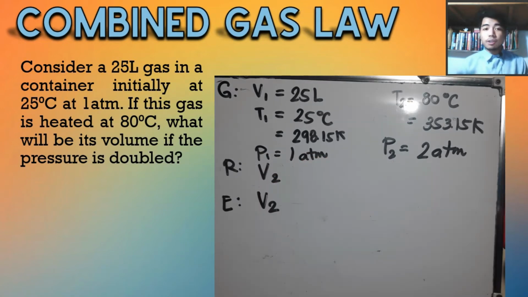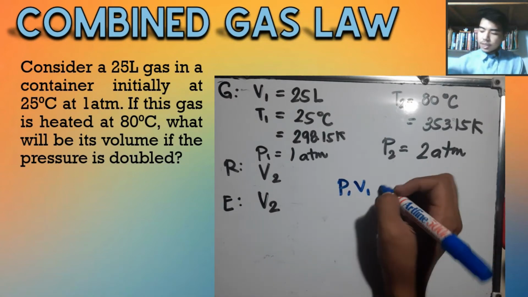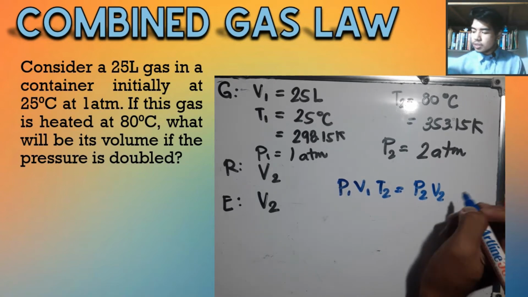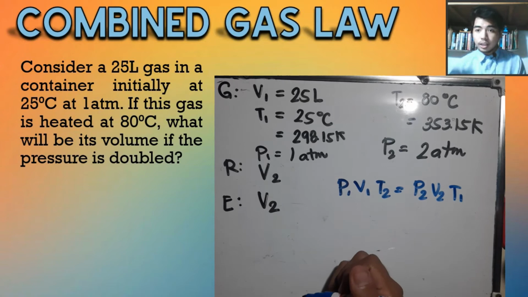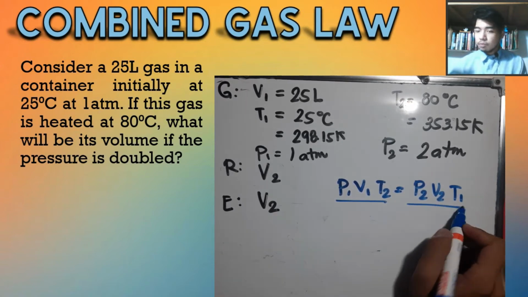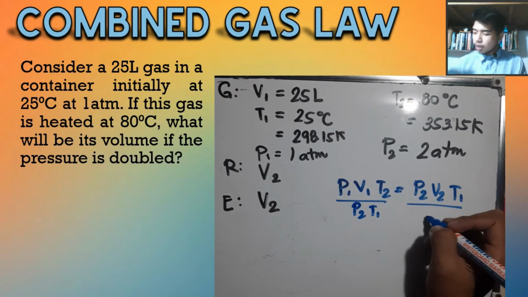When it comes to the combined gas law, to get the formula for V sub 2, we use the alternative formula, which is P sub 1 times V sub 1 times T sub 2 equivalent to P sub 2 times V sub 2 times T sub 1. Then we isolate V sub 2 by dividing both sides by P sub 2 and T sub 1.